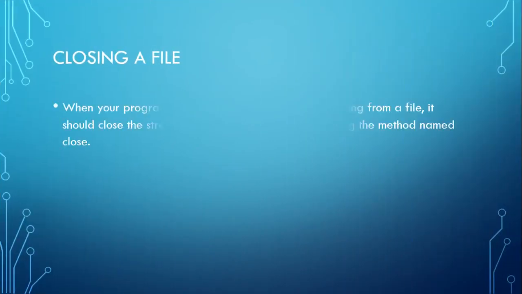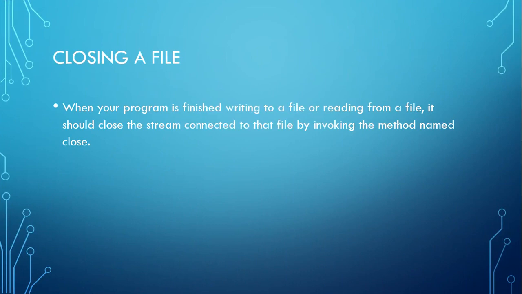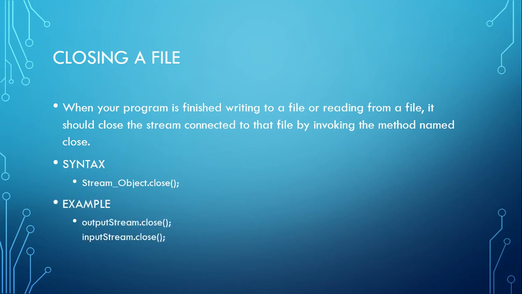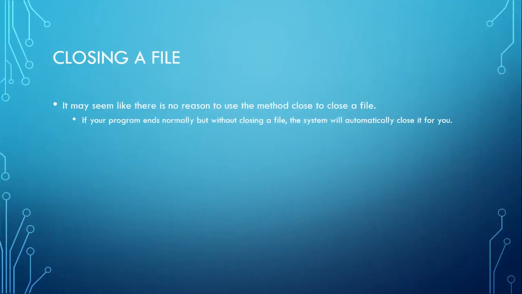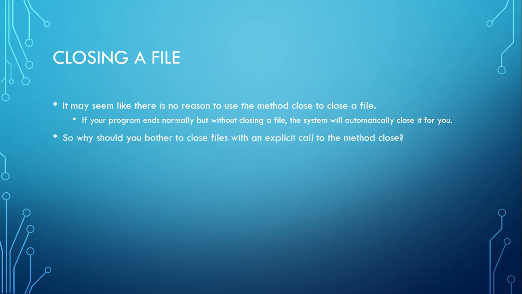All right, circling back to closing the file. When your program is finished writing to a file or reading from a file, it should close the stream connected to the file by invoking the method named close. So that's pretty easy to do. Just streamObject.close. Here are some quick examples: outputStream.close and inputStream.close. Now, it may seem like there's no reason to use the method close to close a file, as we said. If your program ends normally, but without closing the file, the system automatically does it for you. We've already mentioned this. And again, why should you have to do the explicit call?